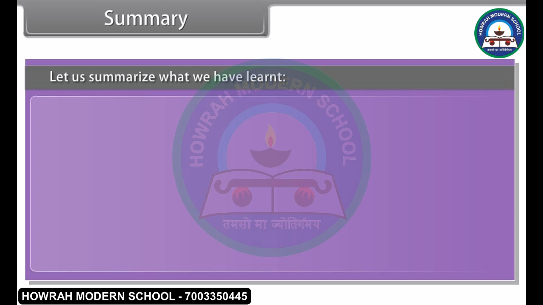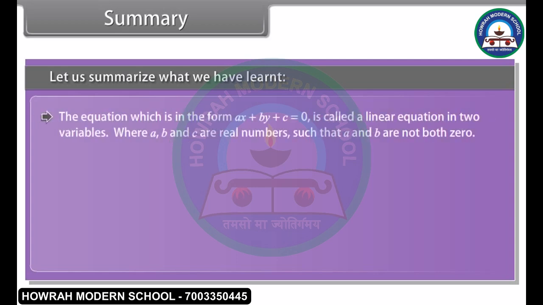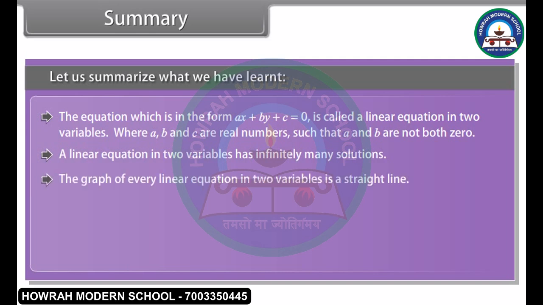Let us summarize what we have learned. The equation which is in the form ax plus by plus c is equal to 0 is called a linear equation in two variables, where a, b and c are real numbers such that a and b are not both 0. A linear equation in two variables has infinitely many solutions. The graph of every linear equation in two variables is a straight line.